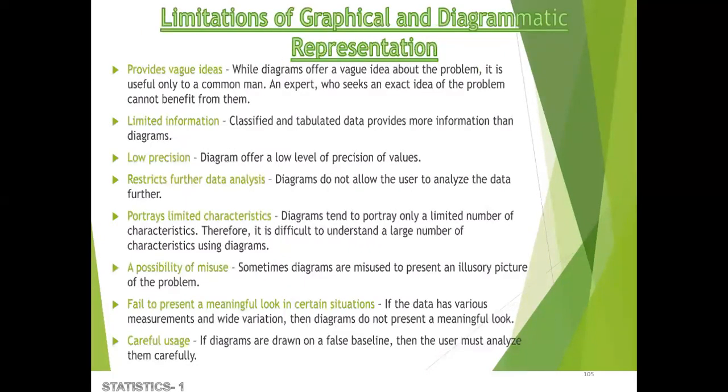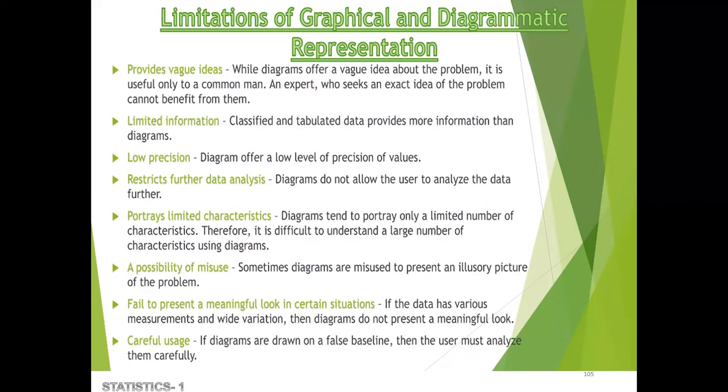So the limitations are that it provides vague ideas because these are only approximate values. So limited information can be given on these graphs and diagrams. Low precision, because normally we take the averages to represent data. So not very accurate values can be represented, because some values are very fractional in nature. In such cases, it becomes very difficult to plot. Low precision because of the limited information restricts further data analysis and portrays limited characteristics.